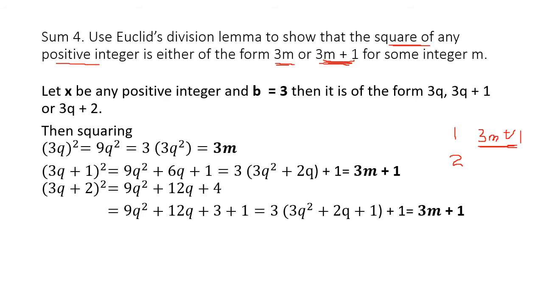Then you go to 5. 5 square is 25. 25 is 3 8s are 24 plus 1, 25. Then you go to 6. 6 square is 36, which is a multiple of 3. 7 square is 49. 49 is 3 16s are 48 plus 1, 49. So I am squaring the numbers and they all are coming in two forms only, 3m or 3m plus 1. So I tried it, yes, by verification.